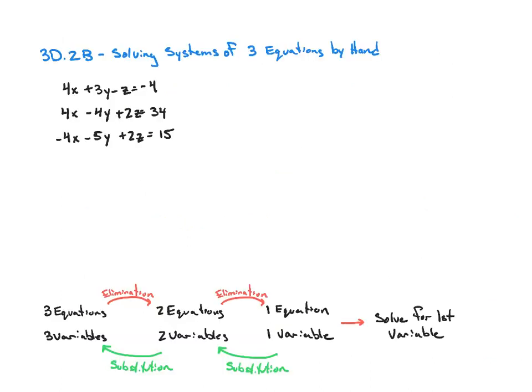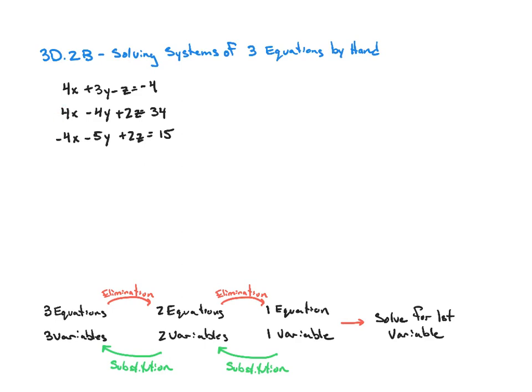So let's take a look at this three equation, three variable system. As you can see, three equations, x, y, and z. Our first goal is to do some form of elimination to get down to two equations and two variables. What that means is we actually have to do elimination twice. So we're going to try to eliminate the same variable twice.